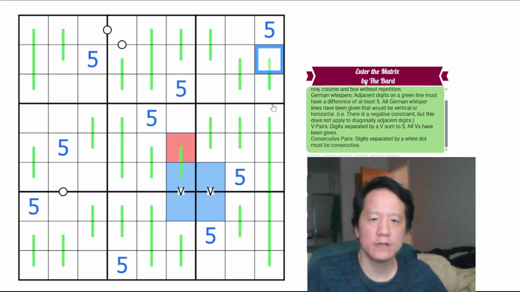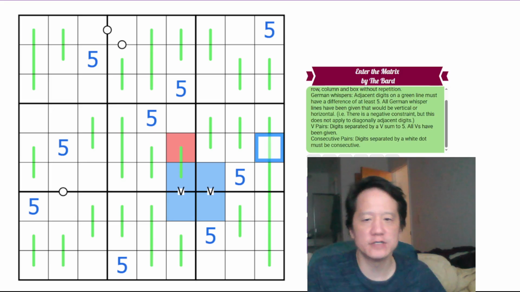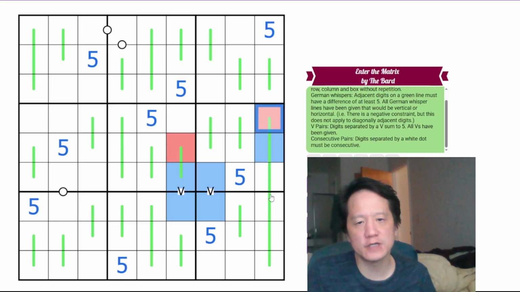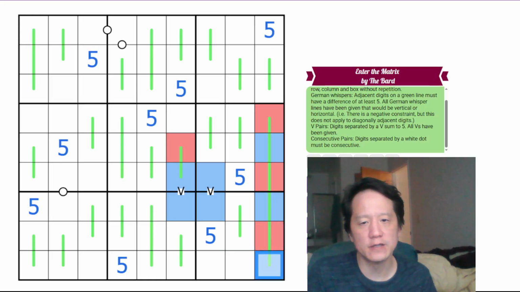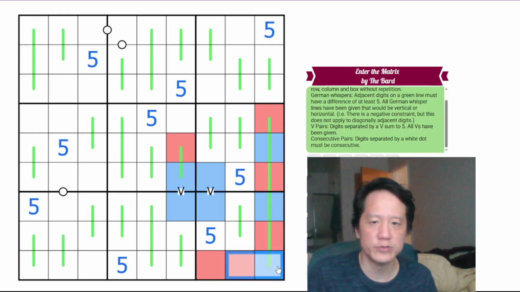Again, this is two lows here. This has to be low here. So this is high, high, low, high, and low. We have 4 lows here. This must be high and high. 1 cannot be here because there would be a German whisper line here horizontally.